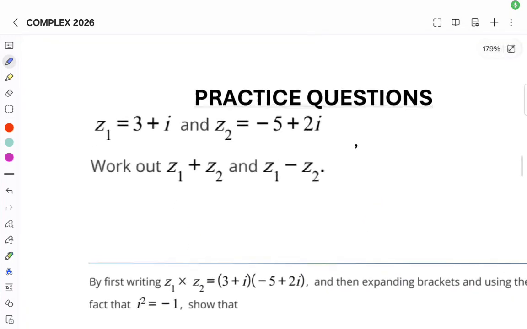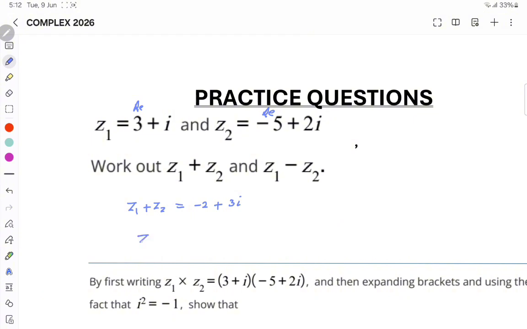Practice questions. Here if he said z1 equal 3 plus i, z2 equal negative 5 plus 2i, work out z1 plus z2 and z1 minus z2. We get questions like that in multiple choice. In z1 plus z2, we're just adding real in z1 with real in z2. 3 minus 5, it will be negative 2. 1 plus 2, it will be 3i.